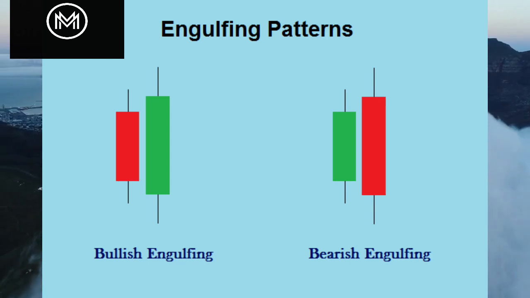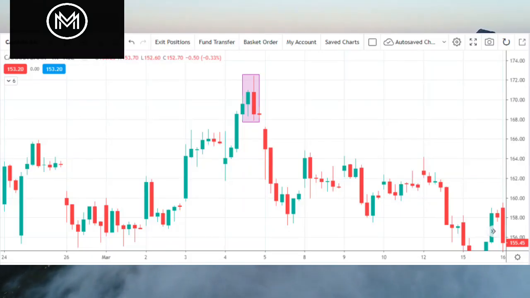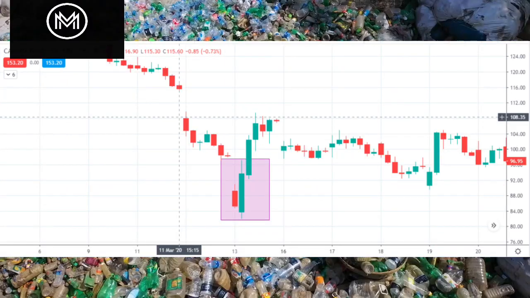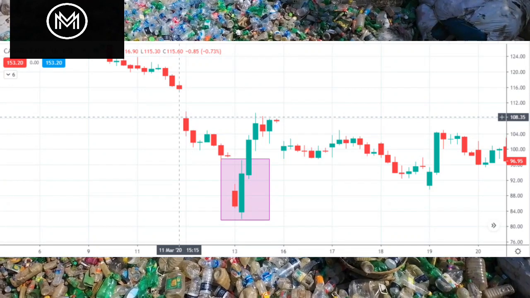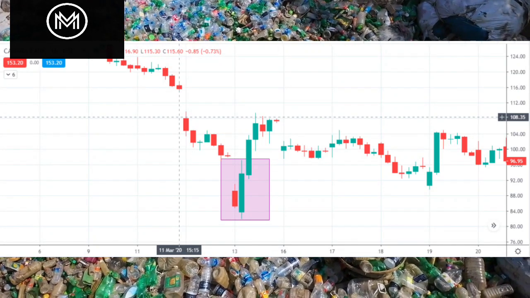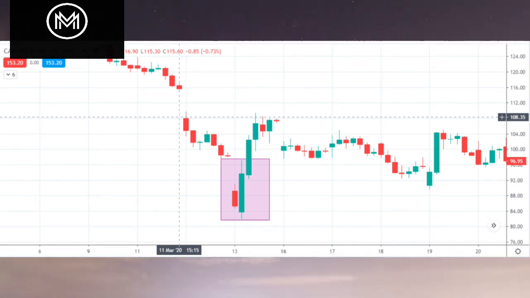Engulfing pattern. The engulfing pattern occurs when a small candlestick is followed by a larger candlestick that completely engulfs the previous one. A bullish engulfing pattern forms at the bottom of a downtrend and indicates a potential trend reversal to the upside. Conversely, a bearish engulfing pattern forms at the top of an uptrend and suggests a possible trend reversal to the downside.